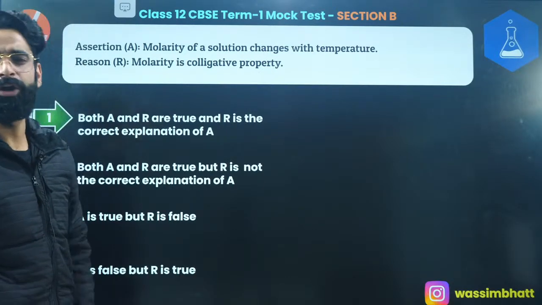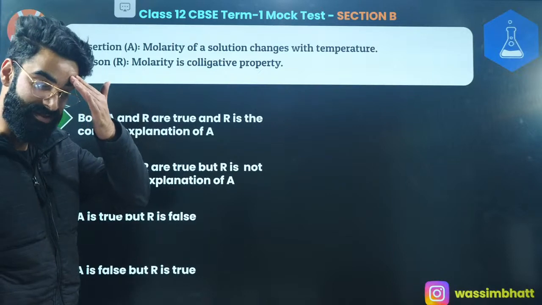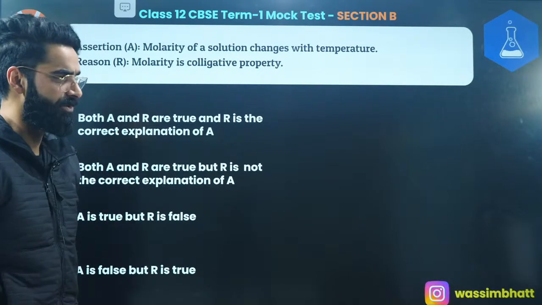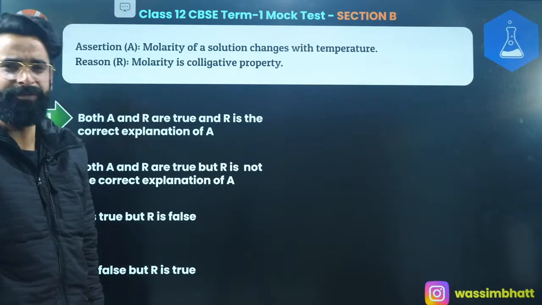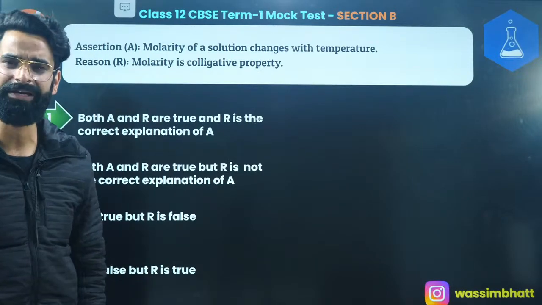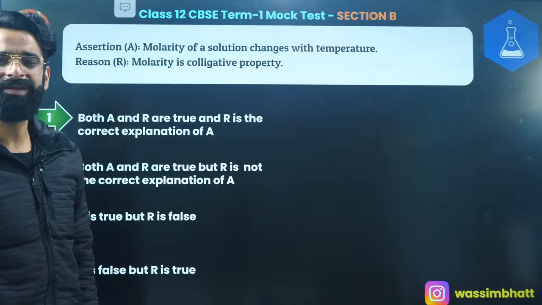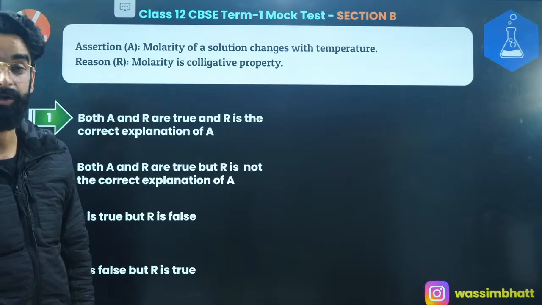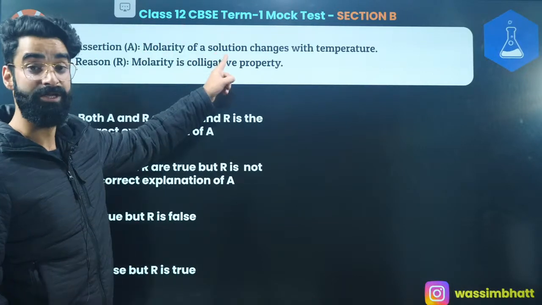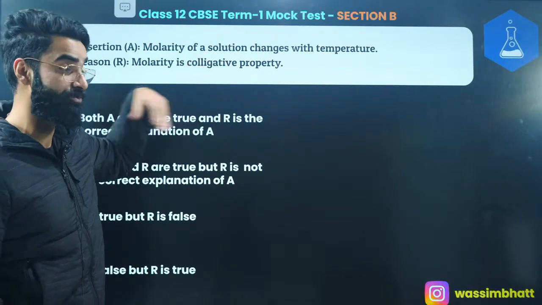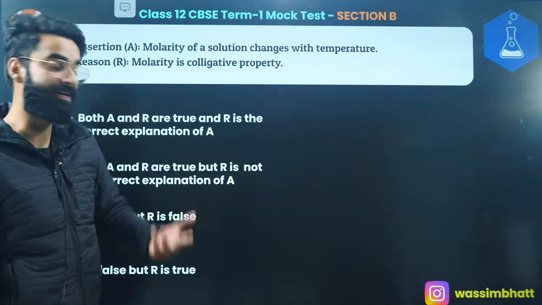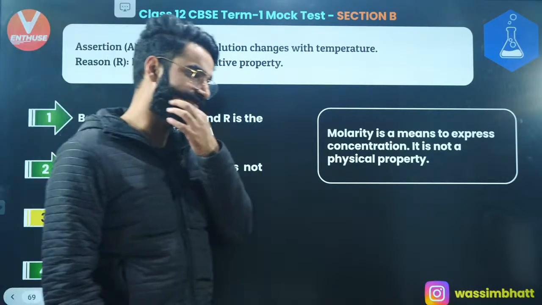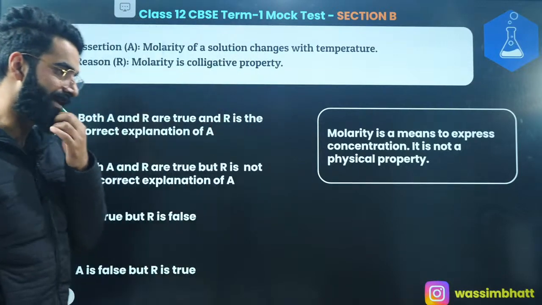Which colligative properties do you study in your chemistry? You start with the relative lowering in vapor pressure. Then you talk about the elevation in boiling point, depression in freezing point, osmotic pressure. These are the only four colligative properties which you deal with in your solution chapter, right? Have you ever seen molarity mentioned over here as a colligative property? Molarity is not a colligative property, okay? Molarity depends on temperature. Molarity of the solution changes on changing the temperature. But it is not a colligative property. So assertion is true, but reason is false, right? Perfectly done.